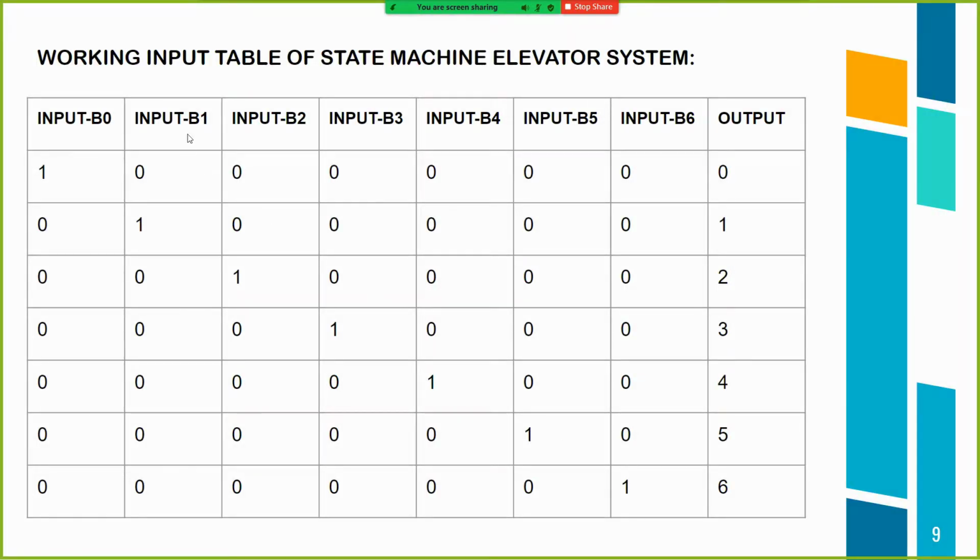as you can see, when we press the button B0, the input becomes high, but the other inputs remain 0 and the resulting output becomes 0. Similarly, when we press the button B1 in the next case, the input becomes high and the other inputs remain 0 and the output becomes 1. In a similar way, as we press the buttons B2, B3, B4, B5, B6 respectively, the inputs become high and the other inputs remain 0. And in a similar way, the output becomes 2, 3, 4, 5, 6 respectively.